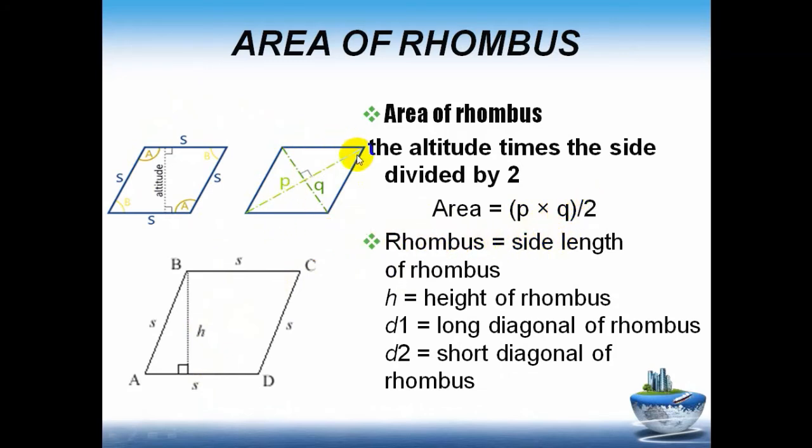Or if the length of the long diagonal is P and the length of the short diagonal is Q, then the area of the rhombus will be equal to P multiplied by Q divided by 2, or D1 multiplied by D2 divided by 2. So this is the area of a rhombus.